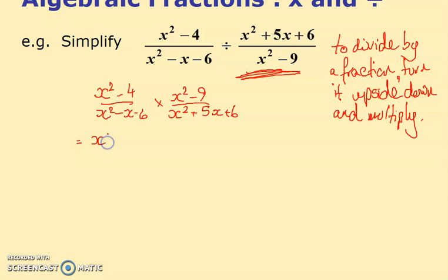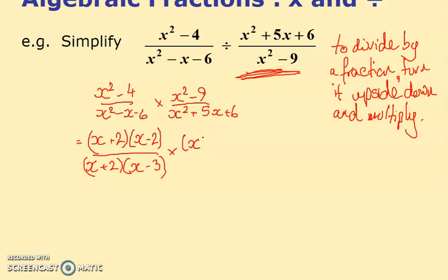So the x squared minus 4 becomes x plus 2, x minus 2. This is the difference of two squares. The bottom becomes x plus 2, x minus 3, I think. Yep, it does. And I'm now going to times by x squared minus 9, which is x squared, x plus 3, x minus 3, divided by x plus 3, x plus 2.